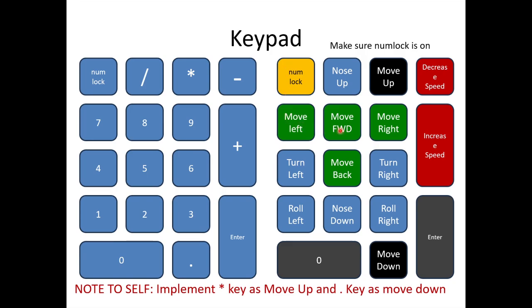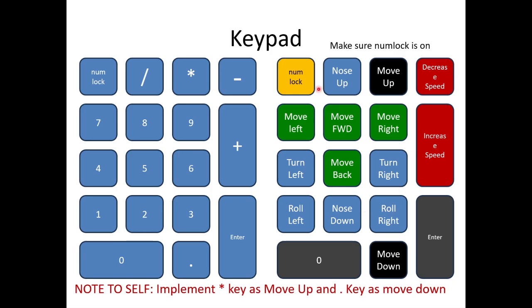Okay, and so what you have is the 5 key is move back, the 8 key is move forward. The greens are the translators. So this will be translate left or slide left, however you want to say it. This is slide right, slide forward, slide back. This is turn left, turn right. These are basically your yaw. This is nose up and nose down. That's your pitch control. And this is roll left and roll right. Those are your roll control.